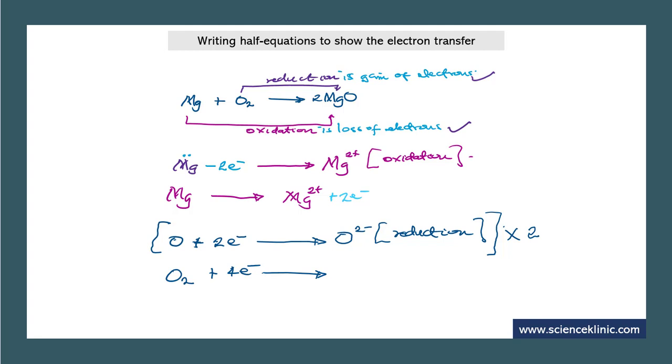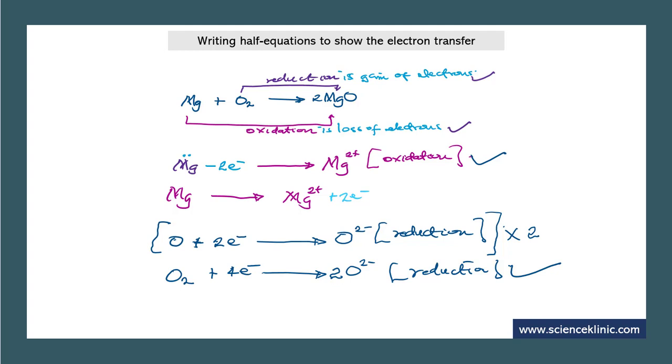And then we are going to have 2 oxygen ions. So for oxygen ion, we put 2 here, and then we write O2 minus. So we have 2 oxygen ions, and of course the process is reduction. So this is the oxygen half of the equation, and this is the magnesium half of the equation. Magnesium undergoes oxidation by losing 2 electrons, we've seen it here, and oxygen undergoes reduction by gaining electrons.